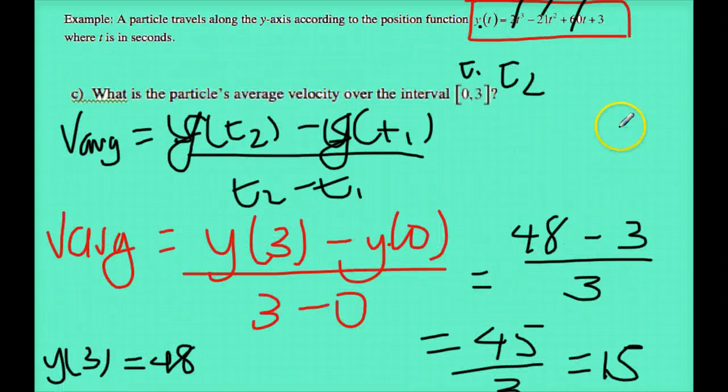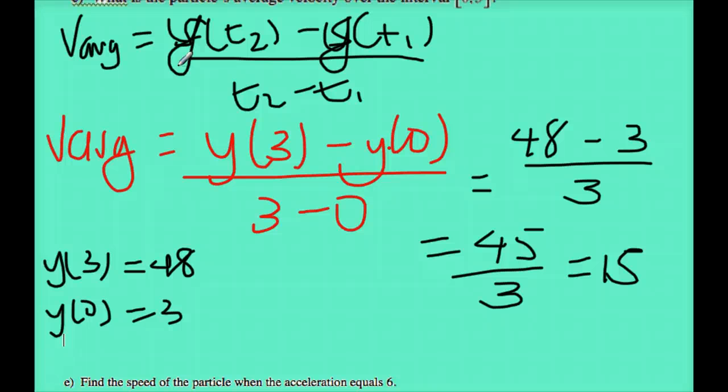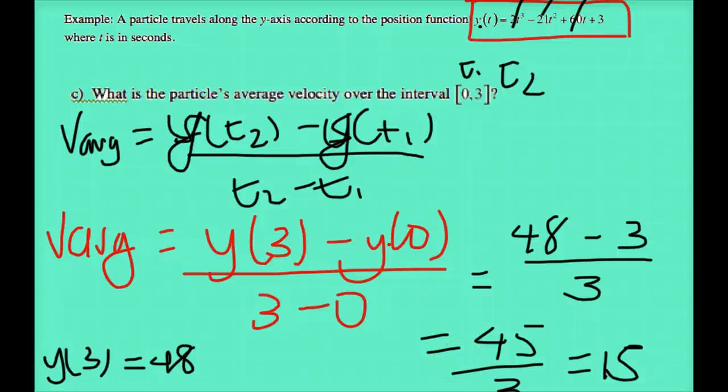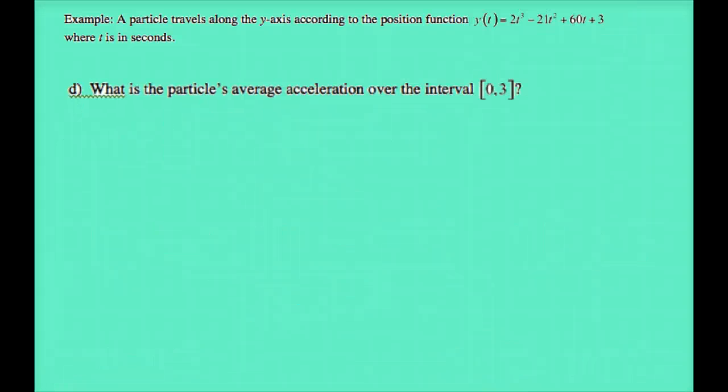If I take a look, I don't have any units for the particle. All I know is time. So we're going to say 15 units per second. Okay, good. Let's do part D. Part D says, what's the average acceleration?